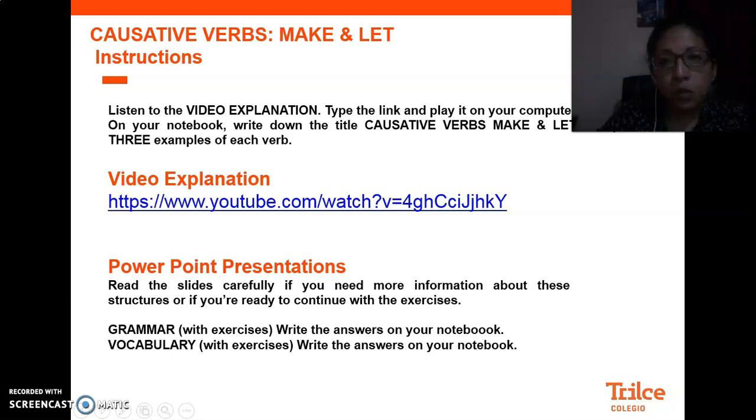Instructions. Please, it's really important to pay attention to our instructions. Let's read together. Listen to the video explanation. Type this link on your computer to play the video. But before, on your notebook, you have to write down the title, causative verbs, make and let. And while you're watching the video, you have to give 3 examples with make and 3 examples with let.